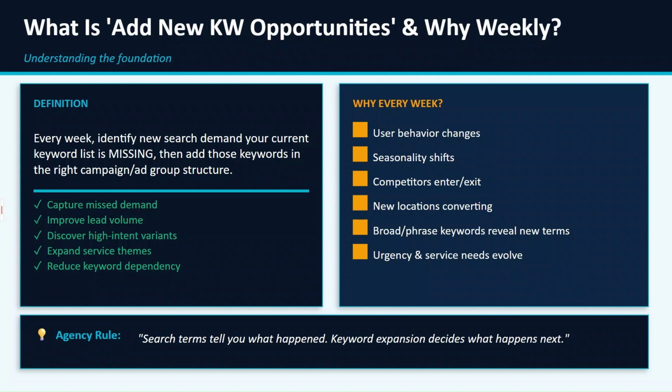Now, why do we do this every week and not once a month? Because user behavior changes every week. Seasons change, your competitors go in and out, new locations start showing up, new search patterns appear. If you only update your keywords once a month, you are missing 3 or 4 weeks of new opportunities, and your competitors who do this weekly are capturing the traffic instead. Here's my favorite agency rule. Search terms tell you what happened last week. Keyword expansion decides what happens next week. Remember that always.